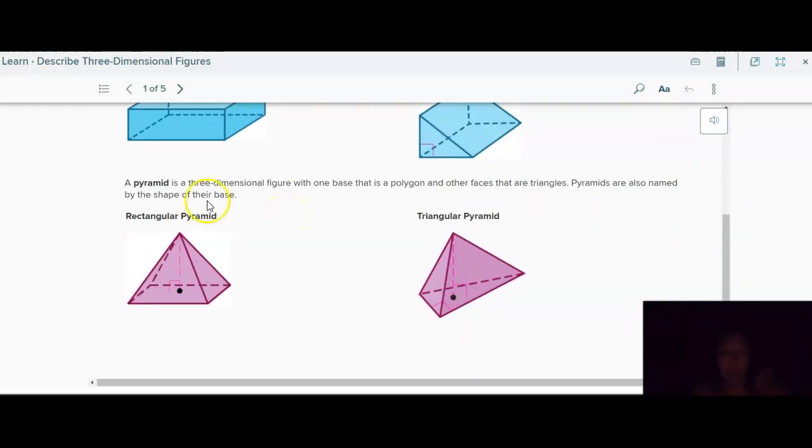A pyramid is named by the shape of its base. So a pyramid has one base and then sides that are triangles. Again, each side we call a face, and since the base is a rectangle, we call this a rectangular pyramid. This base is a triangle, so it's a triangular pyramid.